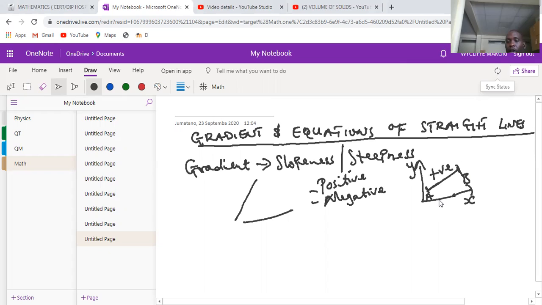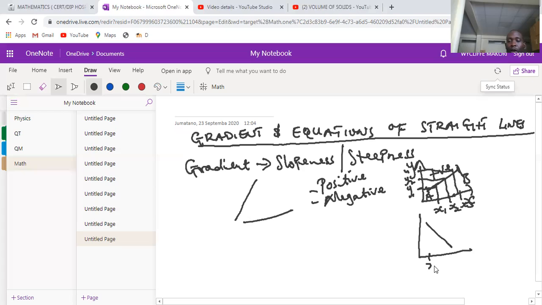Because as we are increasing the x values here, maybe we have x1, x2, x3, the y values, which are y1, y2, and y3, are also increasing. As we move from this point to this point, y also increases in that particular manner. Increase in x results in increase in y. That is a positive kind of gradient. But if we have a line that is sloping like this, it is going to have a negative gradient.